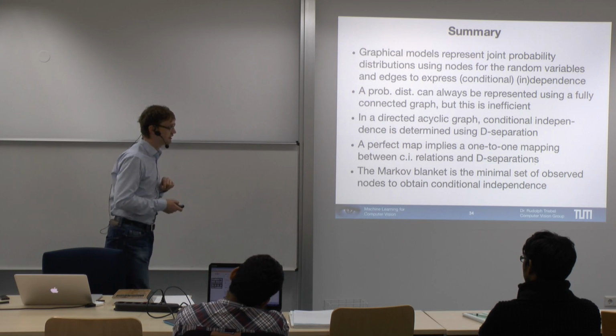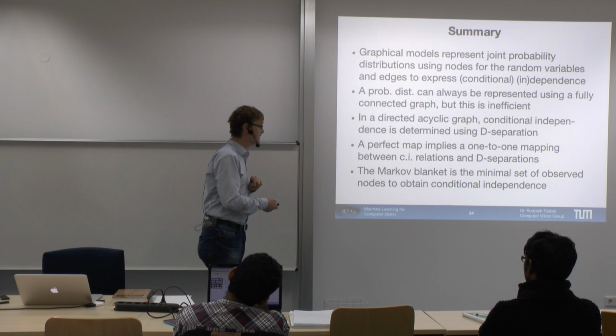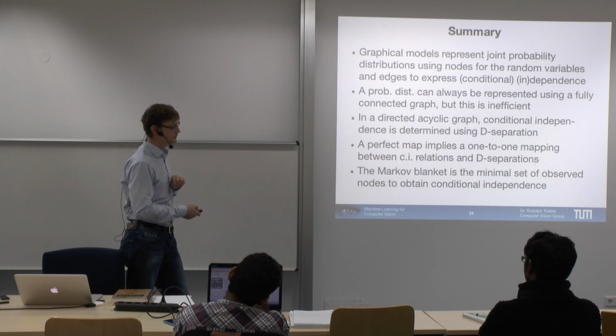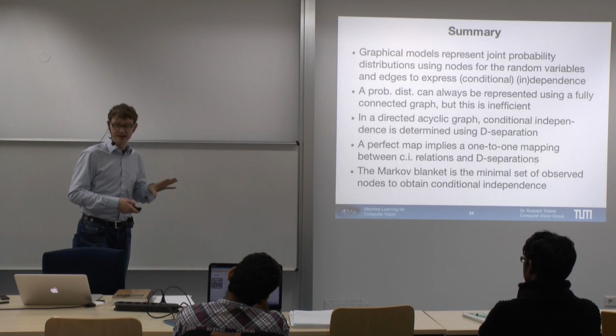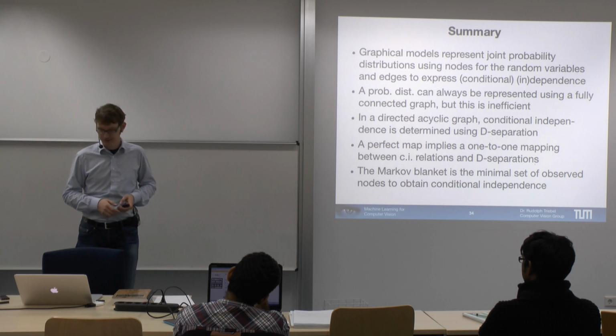And if we have a perfect map, this gives me automatically exactly the triples that are conditionally independent. And lastly, we said the Markov blanket is defined by the minimal set of observed nodes to obtain conditional independence, right? We only need to condition on them to be conditionally independent of all the rest.